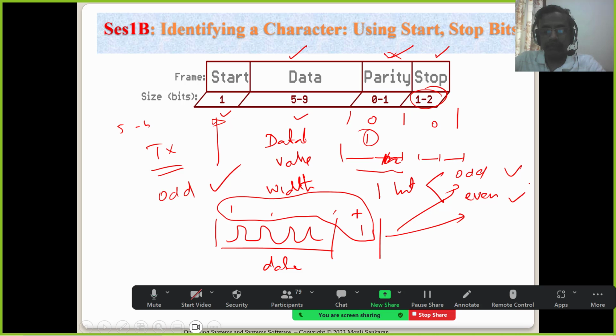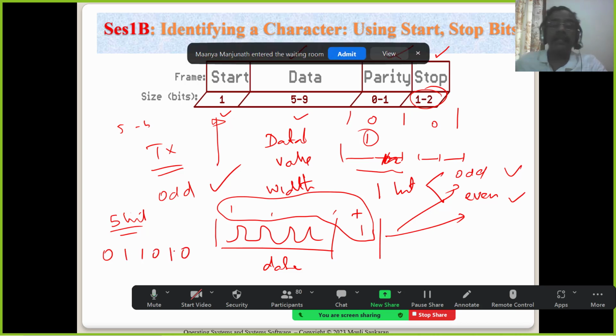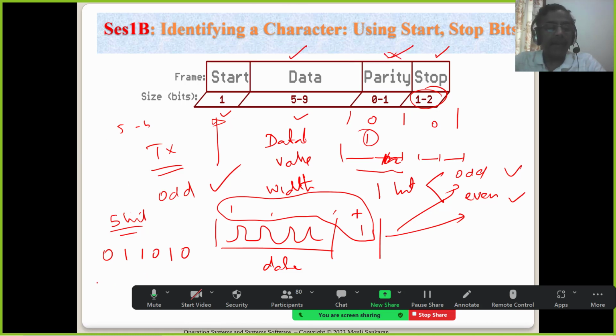So for example, suppose I say 5-bit data. Then what is the data? 0, 1, 1, 0, 1, 0. Suppose this is the 5-bit data I am planning to send from the transmitter. And then I say that parity is 1 bit wide. Anyway, it is normally 1 bit wide only. And then I say that it is even parity, suppose. Now, when I say parity has to be 1 because I am not saying 0, that means parity has to be generated.